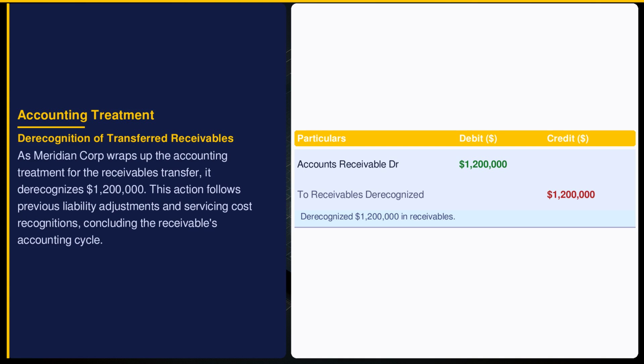Derecognition of receivables is crucial under ASC 860 to reflect the true transfer of control. Meridian Corporation removes $1,200,000 from accounts receivable, maintaining integrity in financial reporting. This final step ensures that the balance sheet no longer reflects assets not under company control, highlighting transparent asset management.